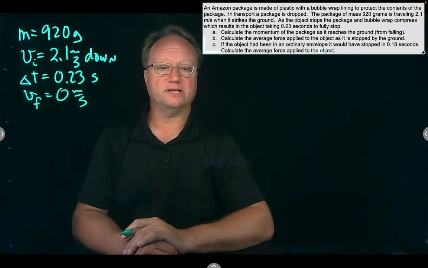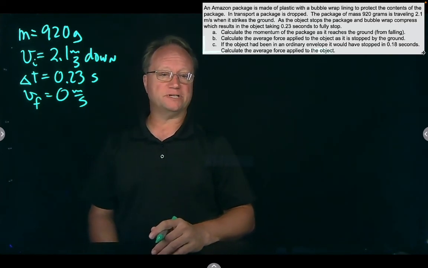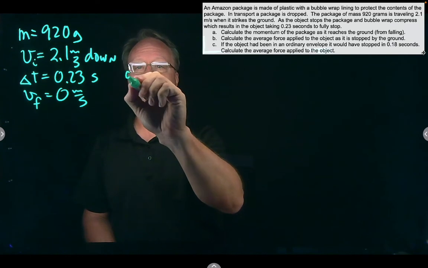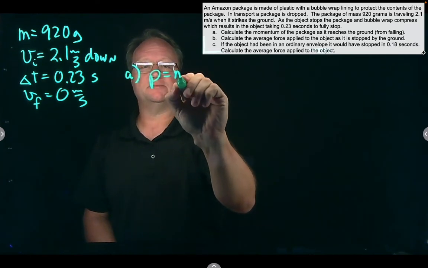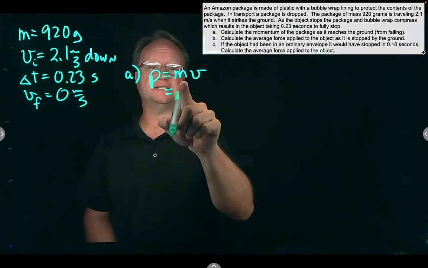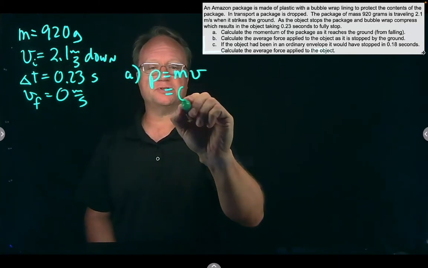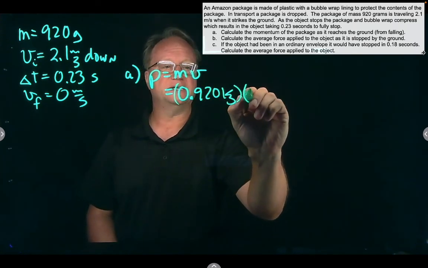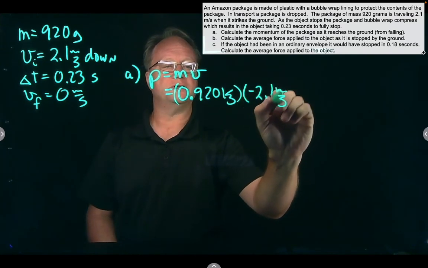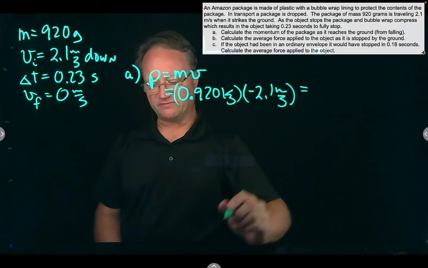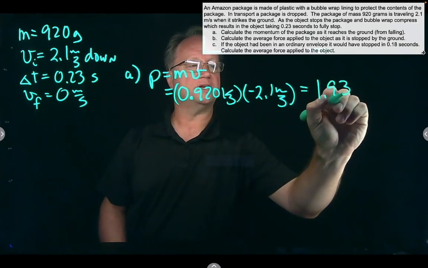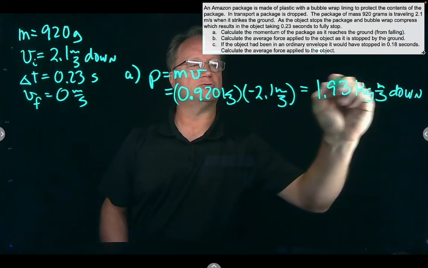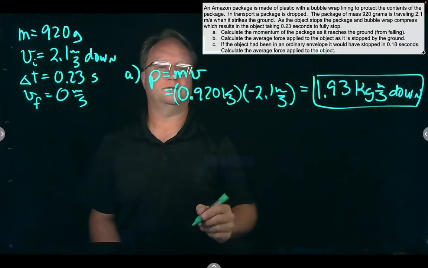In part A, we want to calculate the momentum of the package as it reaches the ground from falling. So before it actually hits the ground, right as it reaches the ground. So on part A, momentum, your equation, m times v. So the mass in kilograms, converting the 920 grams over, that'll be 0.920 kilograms, multiplied by negative for downward, 2.1 meters per second. That's going to give us a momentum value of negative 1.93 kilogram meters per second, and the negative we'll interpret as a direction to be downward.